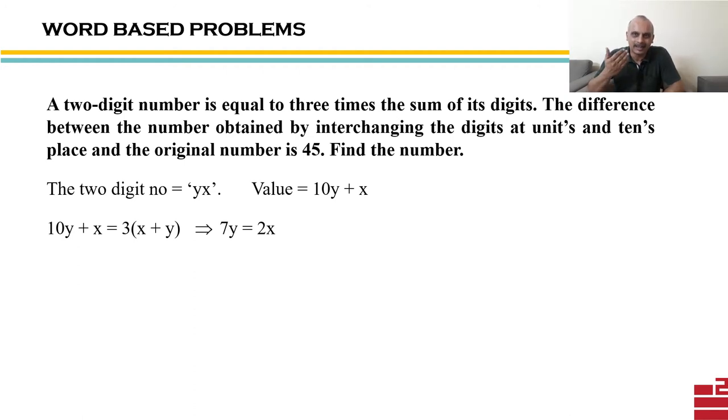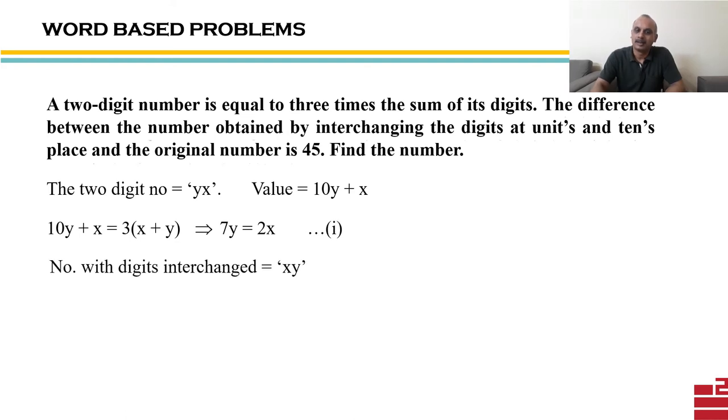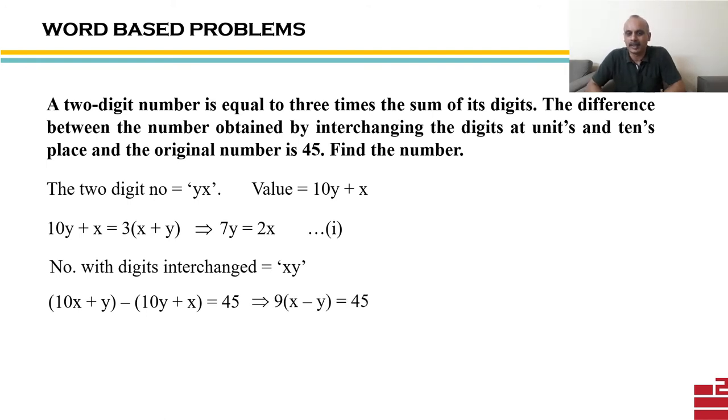Similarly, from the second statement of the question, we can generate one more equation between x and y. So it says to interchange the digits first of all. If the original number was yx, the new number will be xy, whose value will be 10x plus y. That means the difference of these two numbers is 45, which upon simplification gives me 9 times x minus y is 45, and so x minus y is equal to 5.